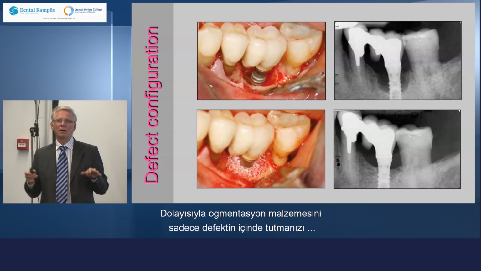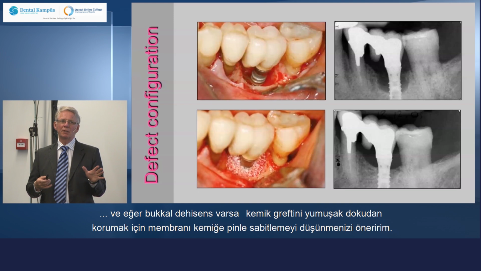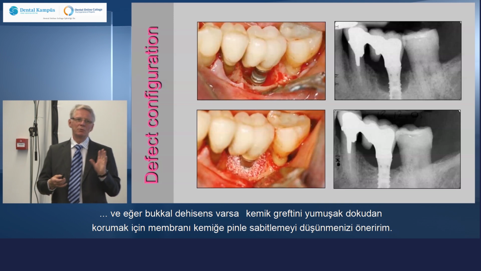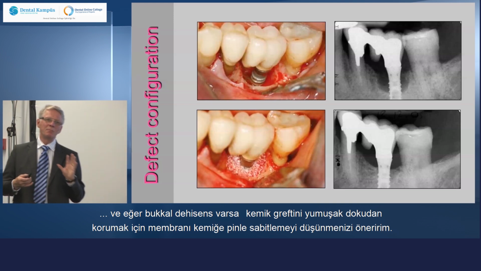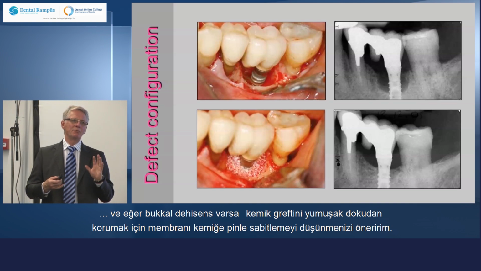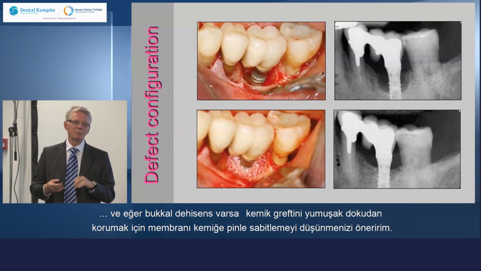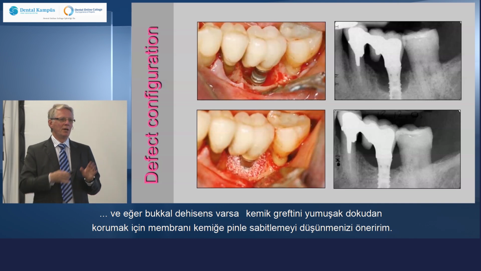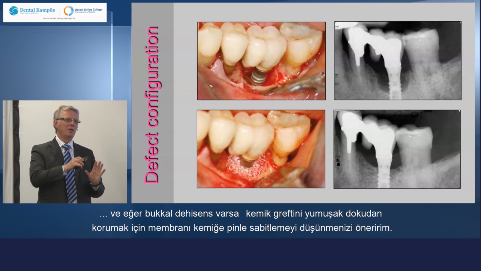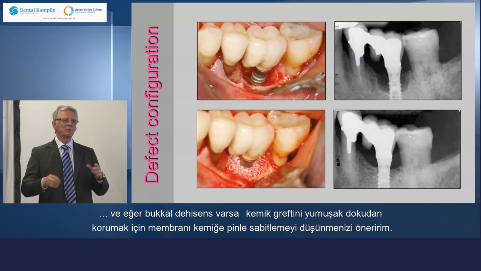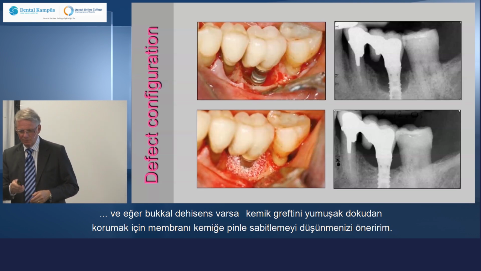So I would recommend that we just keep the augmentation material within the defect, and if we have a buccal dehiscence, consider using a membrane that you may attach with some pins to the bone, just to protect the bone augmentation material from the soft tissues.